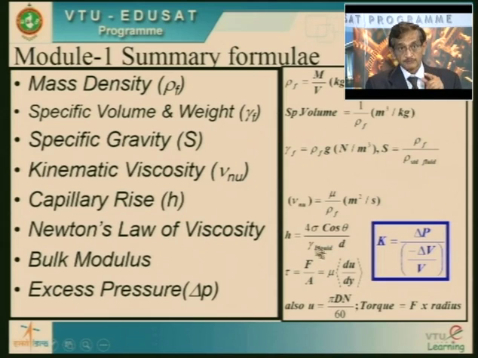Hence, h can be calculated based on the surface tension of the liquid, angle of contact, specific weight and diameter of the tube. The higher the diameter, the lesser will be the rise. The smaller the diameter, the higher will be the rise.